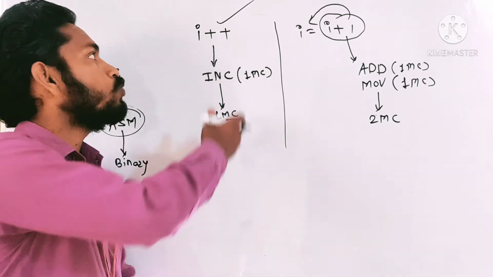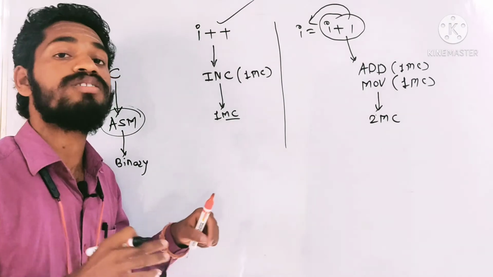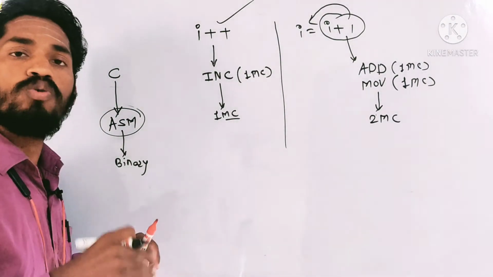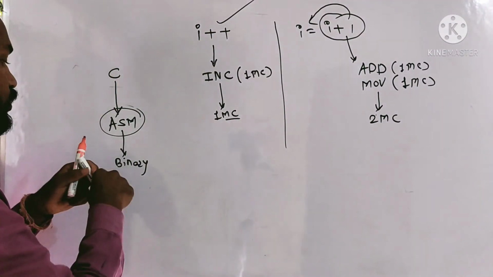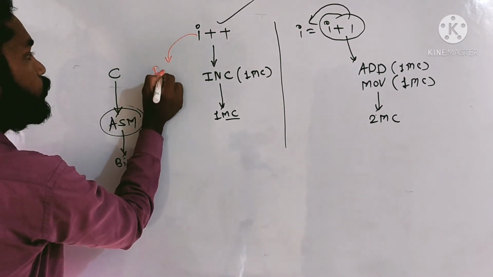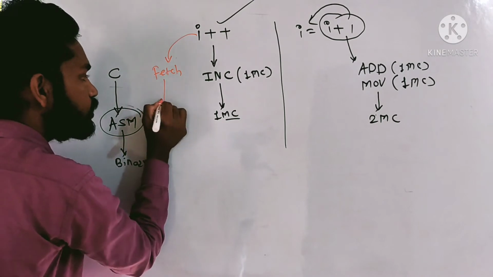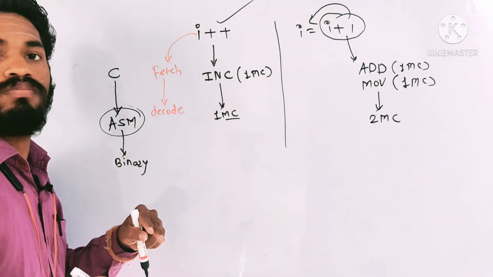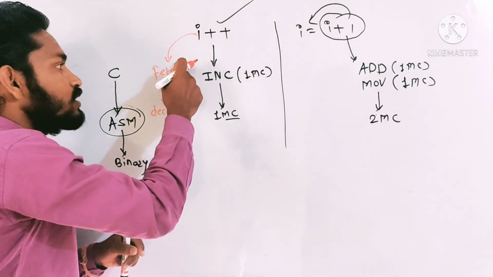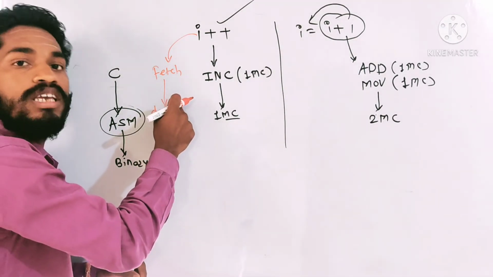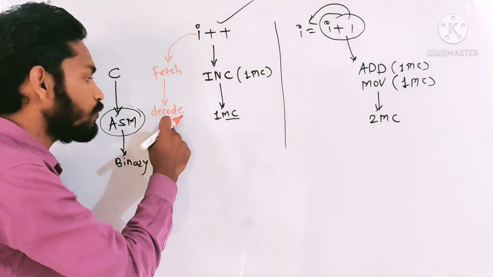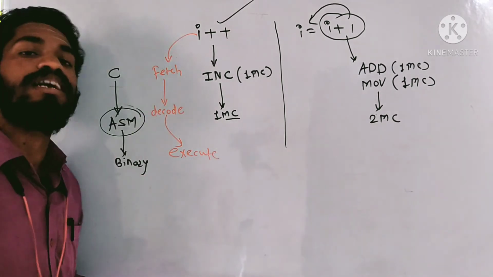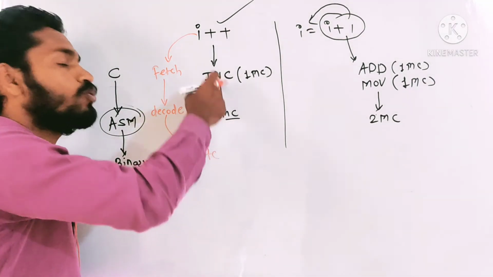What is a machine cycle, and how is this expression faster? Whenever the CPU wants to execute an instruction, it will not directly execute it, because it doesn't know what to do. First the CPU will fetch the instruction. After fetching, it will decode, meaning it works out what exactly it has to do. Using the decoding unit, it understands, yes, I have to increment the content of variable I. Then the CPU will execute the instruction.